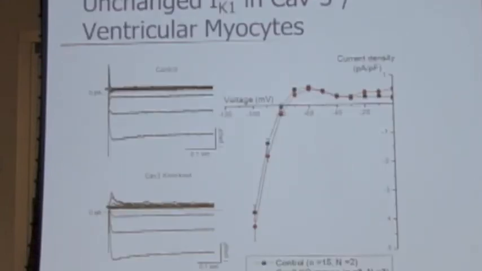We also looked at another current that's thought to be important in caveolae, and that's IK1, but we didn't really see an effect, this is from Lee Eckert's lab, on overall IK1 density in the knockout mice.